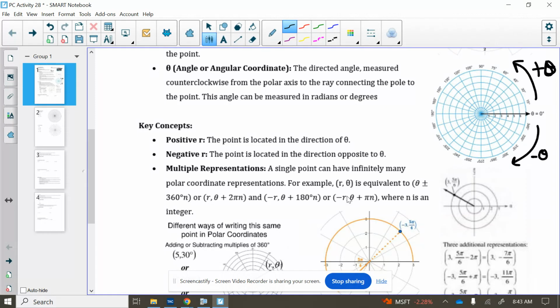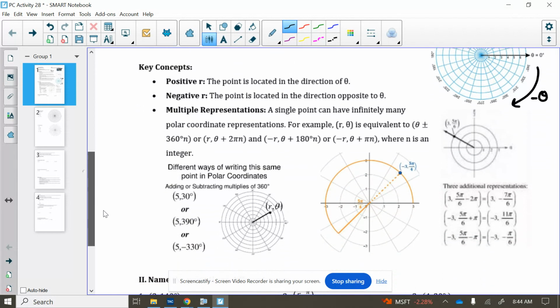For instance, with these theta values, you're going to end up at the same location if you add or subtract 360 or 2 pi n. Or if we deal with a negative r value, a negative r value would move it 180 degrees, flipping it across. So sometimes you could change it back to a positive r value by adding or subtracting 180 degrees, or pi if you were dealing with radians.